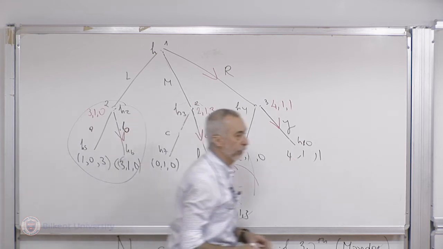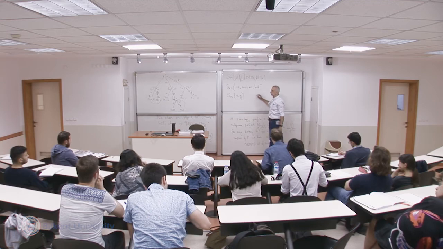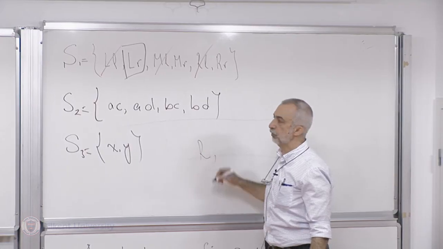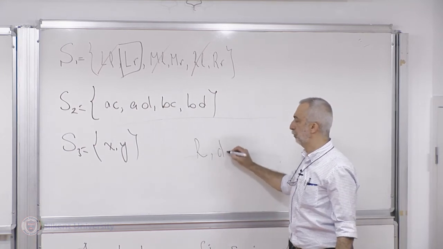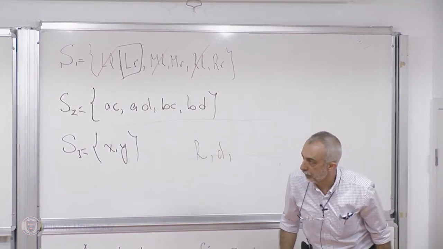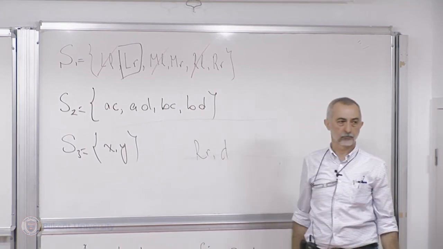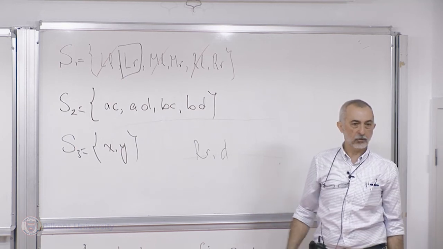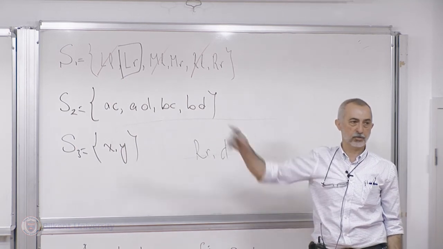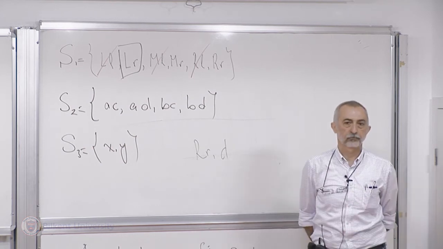So what do we have? As a subgame perfect Nash solution, player 1 will play R. Player 2 will play D. Okay? And player 1 will also play small r. Okay? So far, so good? So that's the subgame perfect Nash solution of this game. Okay? So far, so good? Any questions?